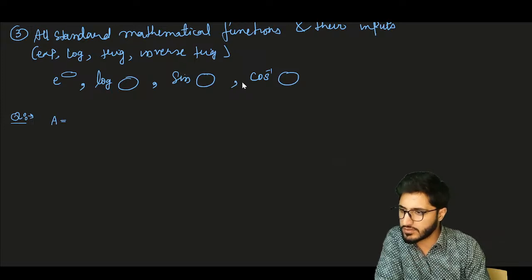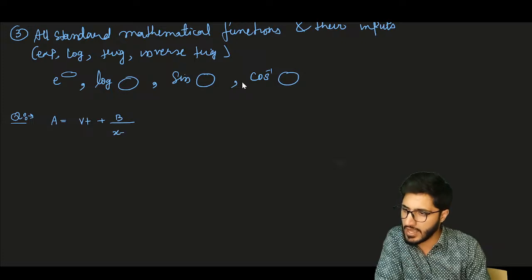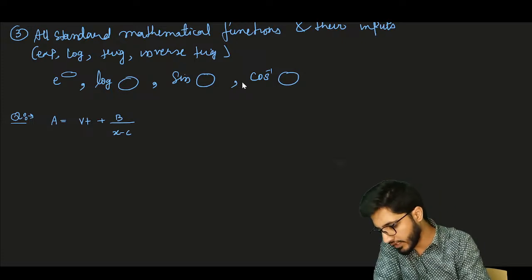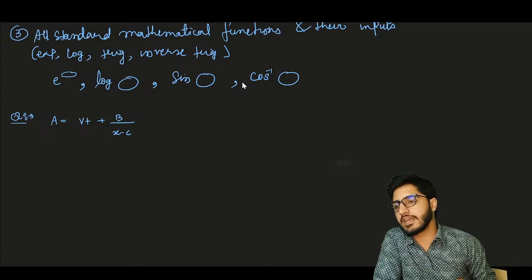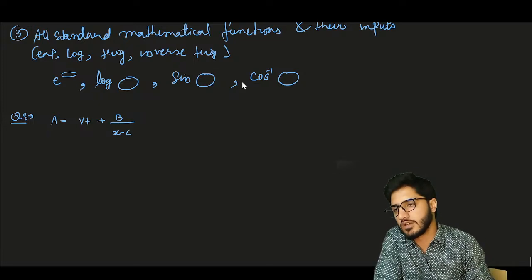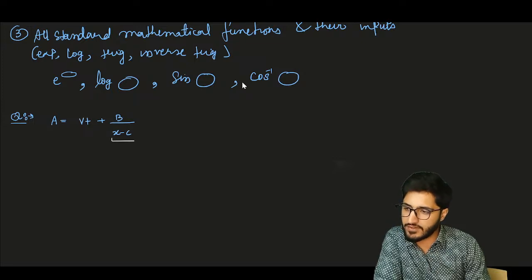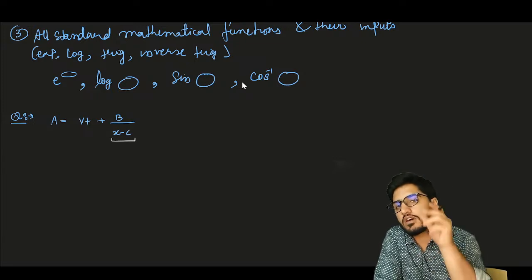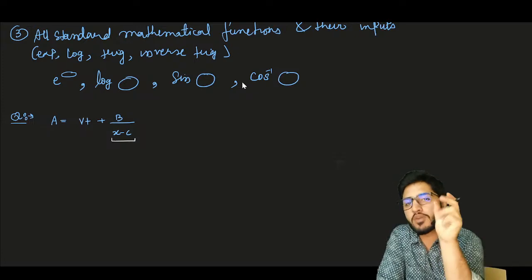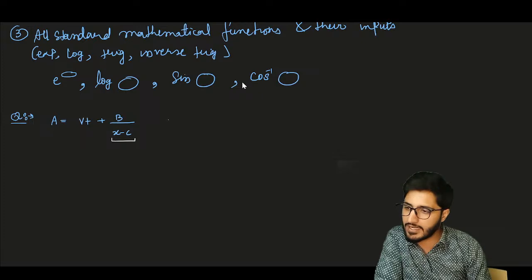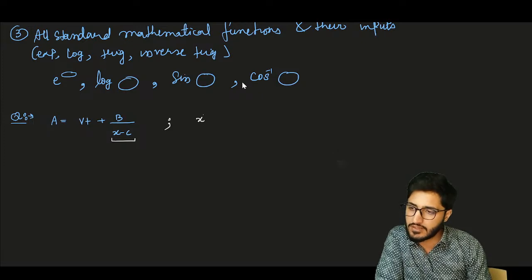A is equal to Vt plus B divided by X minus C. We need to find the dimensional formula of A, B, and C. Firstly, we know that if we have X minus C, that means the dimensional formula of X and the dimensional formula of C should be the same. So the dimensional formula of X is equal to the dimensional formula of C. X is length, so C we get as a length.